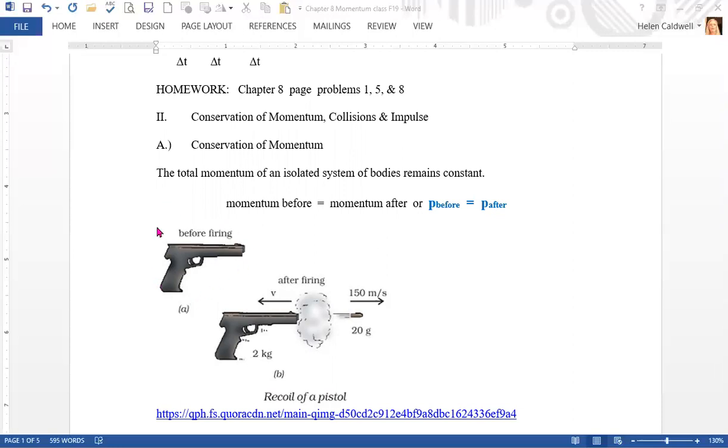So if you think about you're firing a gun, we'll make this a pistol. Before you fire the gun, there's a bullet in the pistol. Everything is sitting still, so the momentum before you pull the trigger is zero. At the instant you pull the trigger, the bullet moves right, but the gun recoils left. And the total momentum of this system after you've pulled the trigger has to add up to zero because our starting momentum was zero. So momentum before has to equal momentum after. And we'll do a gun example.